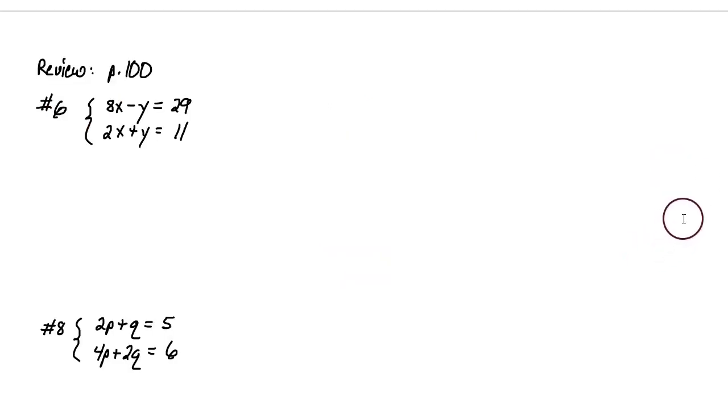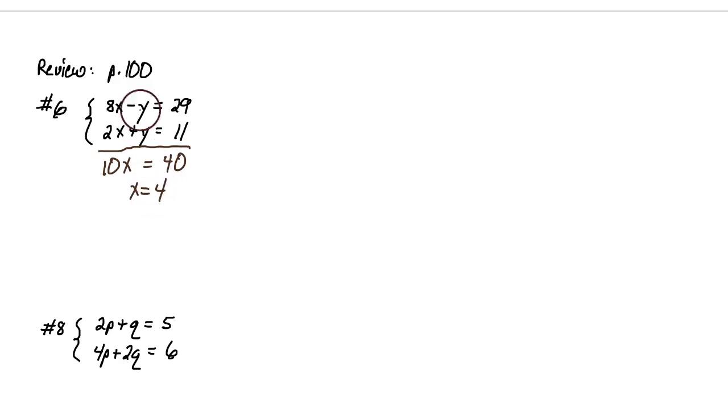For the review assignment, we're asked to solve a system of equations. We're going to do this by deciding whether to use combination method or substitution. For problem 6, combination is the faster way because the y terms are already opposites of each other. Let's add them together. 10x equals 40. Dividing by 10, we get x equals 4.